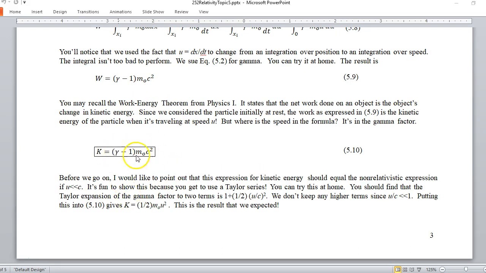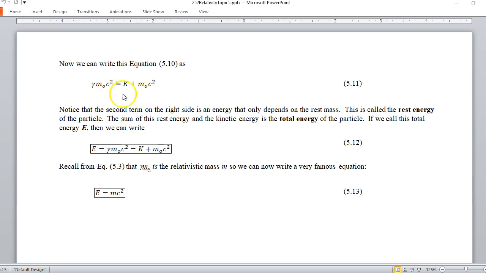Okay, next thing. We can take this equation right here in 5.10 and write it like this, if we just distribute the terms. What's neat about this is, look at the right-hand side. We have a kinetic energy, an energy due to motion. But then we have this term, m naught c squared, and all that depends on is the rest mass of the particle. So this is a new type of energy. We call this m naught c squared the rest energy of the particle. It is an energy that is only due to the fact that this particle was made out of matter.